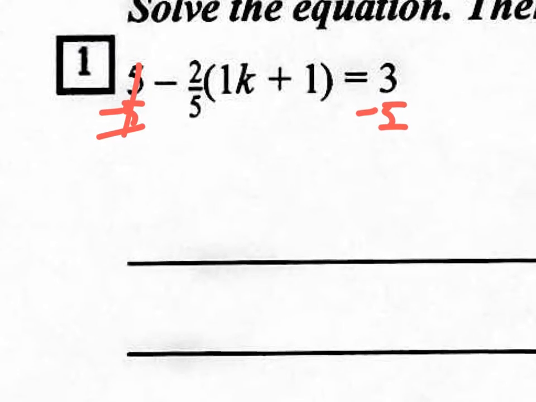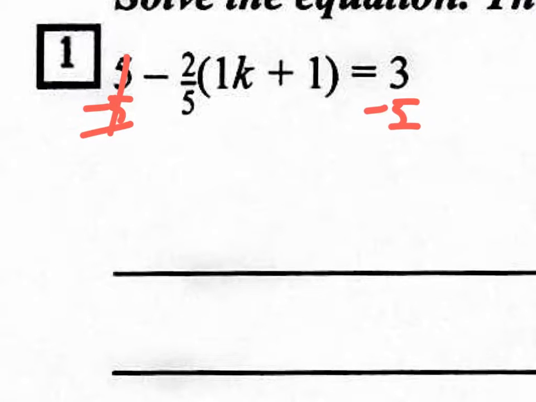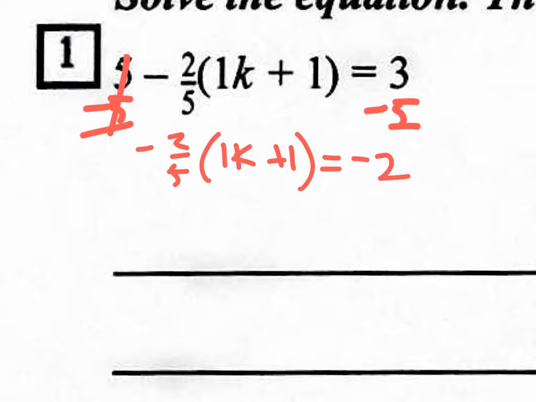It's going to be, let me zoom in a bit here. It's going to be negative 2/5 times (1k plus 1) equals negative 2. There's your equation. Now, you could either distribute this fraction in, or you could get rid of the fraction by doing the opposite, which would be multiplying by 5. Because the opposite of dividing by 5, that's really saying 2 divided by 5. If you do the opposite, multiply by 5, it'll cancel out the 5 with the 5.